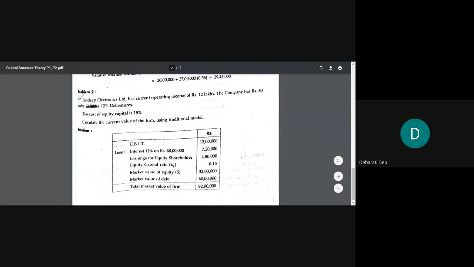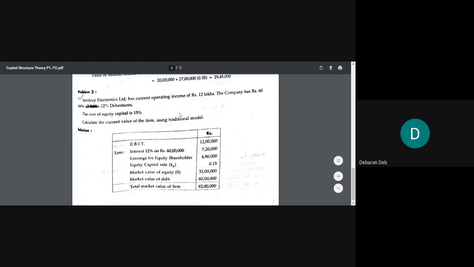Now let us solve the second problem. The question you will not write. You will just write the solution now. So the question says, this is a traditional model problem. Yesterday's ones were NI approach and NOI approach. Today's one is the traditional model.